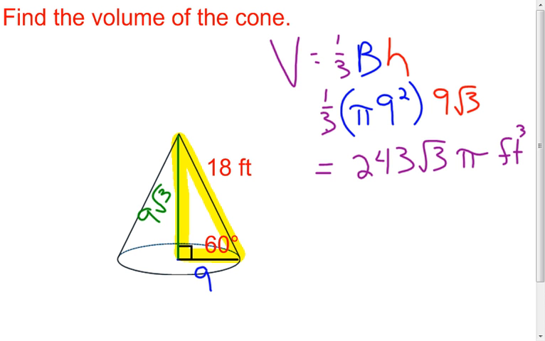Now I can use my calculator and come up with the approximate value. And the approximate value will be 1,322.26 cubic feet. So the formula is not any different than the formula for calculating the volume of a pyramid. In this problem, we needed to go through and calculate the length of the radius and the height before we could plug it into the formula.